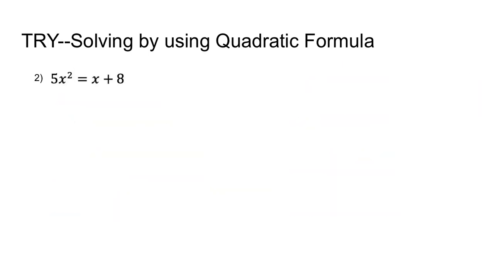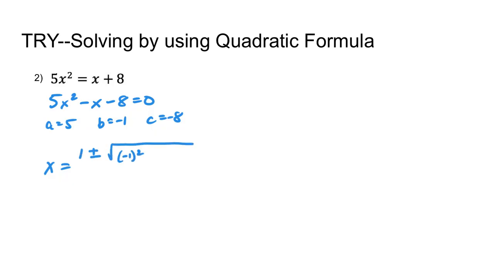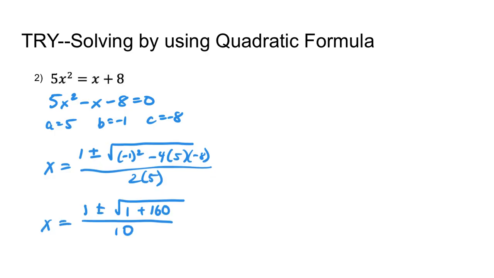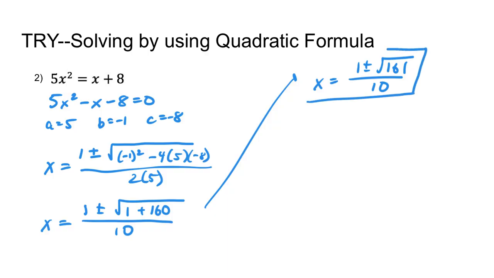Okay, let's try number 2. Again, first thing I'm going to do is set it equal to 0. I will identify a, b, and c. I'll fill in my quadratic formula, the opposite of b, plus or minus the square root of b squared minus 4 times a times c, all over 2a. I'll do the math. I'll get 1 plus or minus the square root of, in this case, 161 over 10. And I'll save you the work. 161 cannot be simplified down at all, so your answer is 1 plus or minus the square root of 161 over 10.